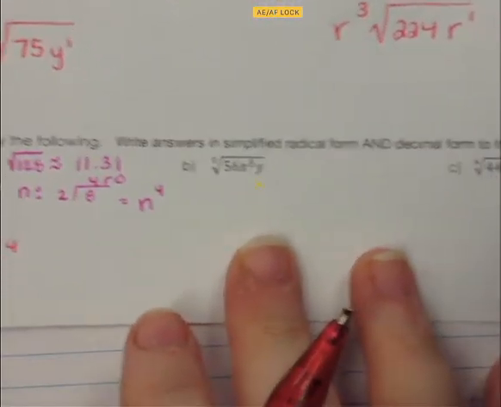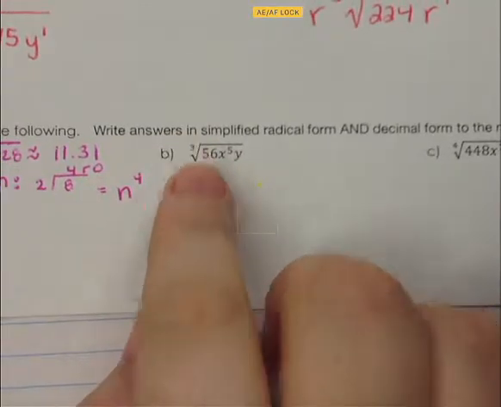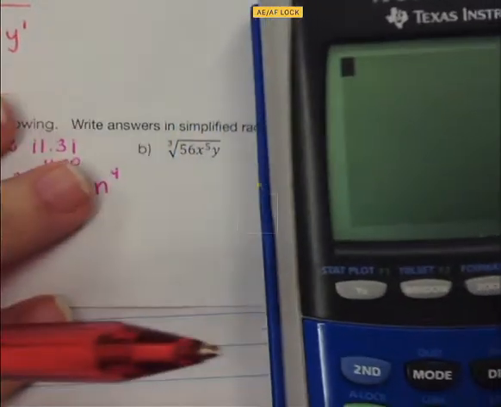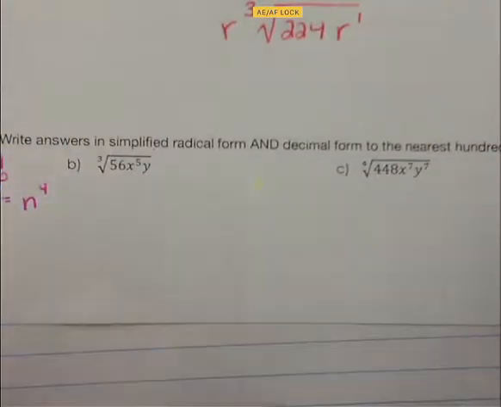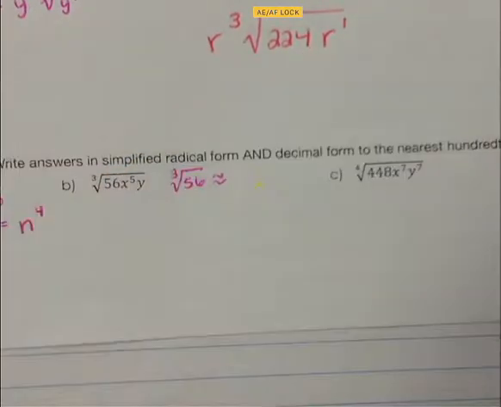On example B, we're going to do the same thing, but this time we're dealing with the cubed root of 56. It's highly important that you notice which index you're dealing with. You can still do this in your calculator to get the actual coefficient. So we have the cubed root of 56 is approximately, so we're going to go to the calculator.